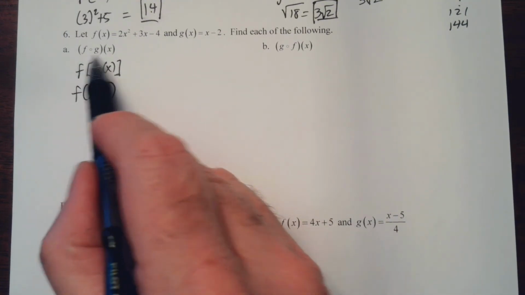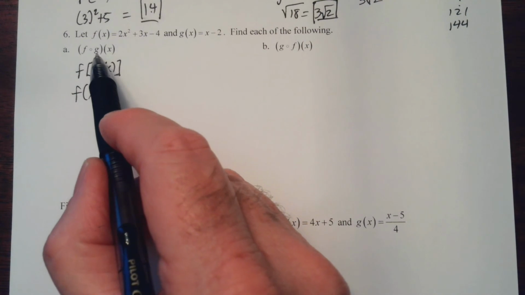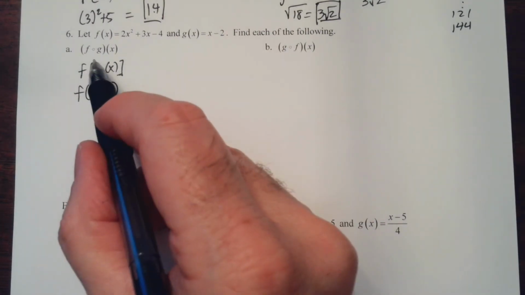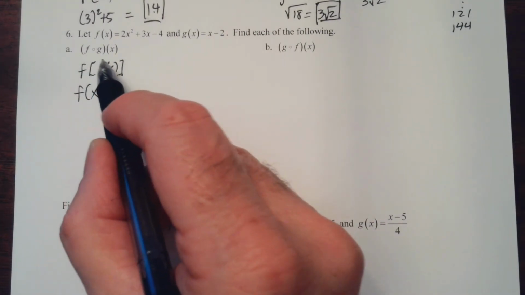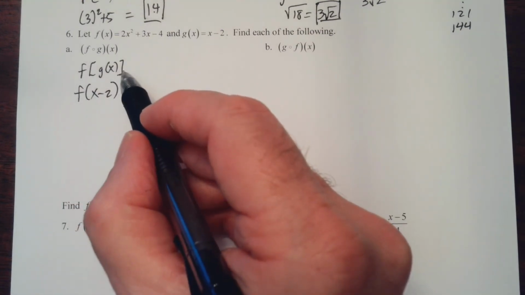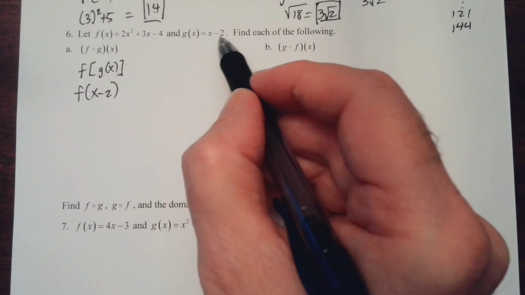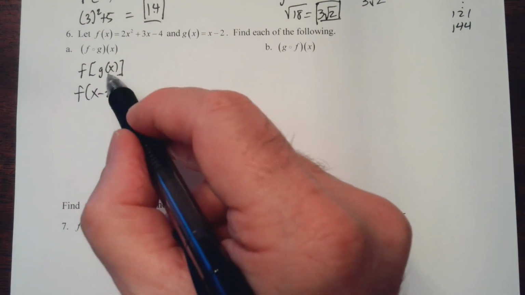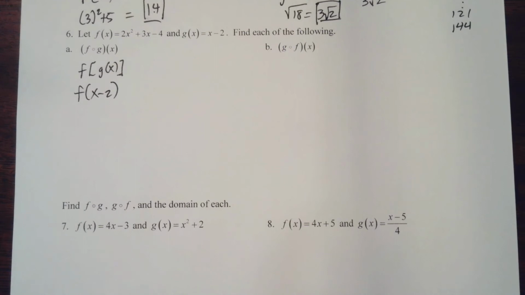Sometimes students will do multiplication here. We have f times g of x, which we said was f of x times g of x. This is totally different. This is composition of functions. It means f of g of x, which we can write this way, and now we're going to plug in what the g of x function is, x minus 2, as an input into the f function.